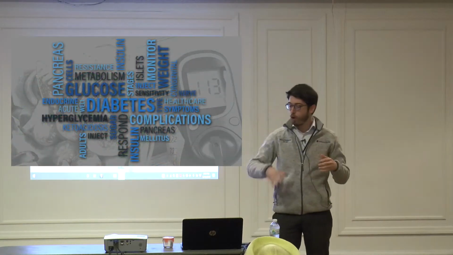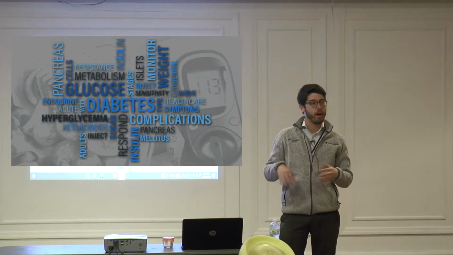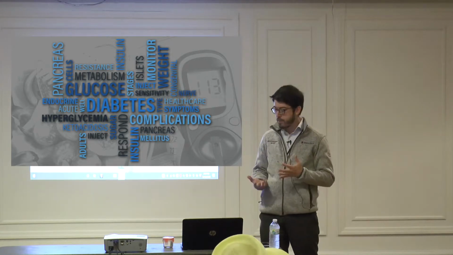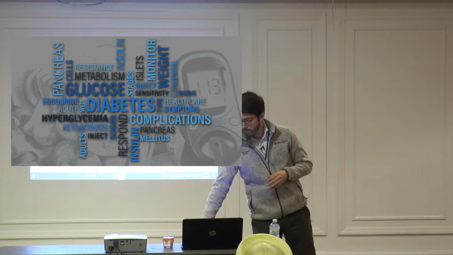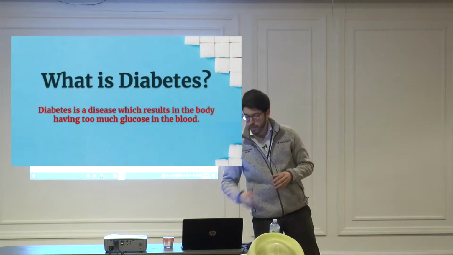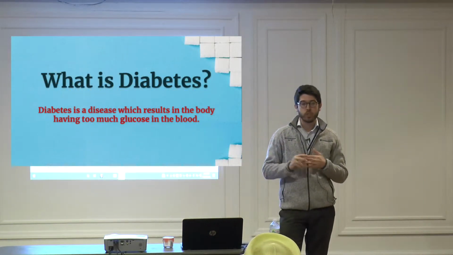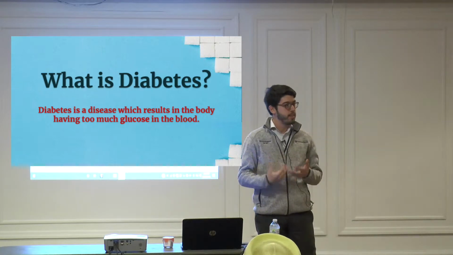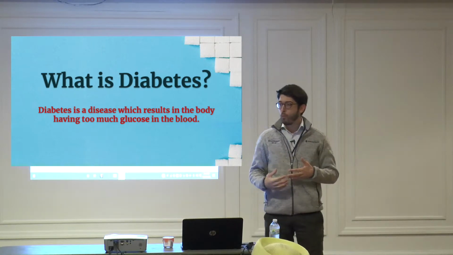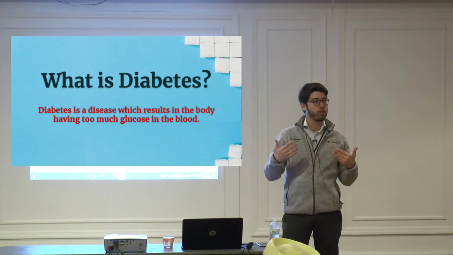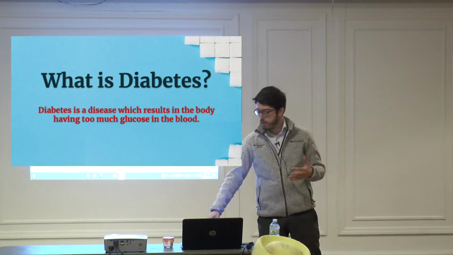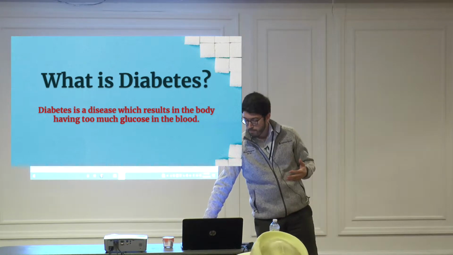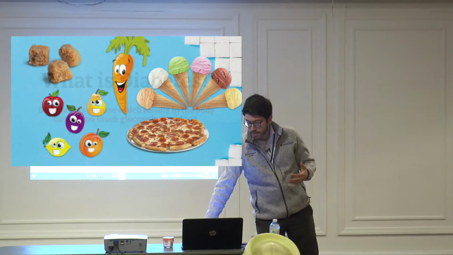So these are just some words that you might have heard of around the topic of diabetes. We'll talk about some of these, but not all of them. So again, what is diabetes? At its core, diabetes is a disease where your body has too much glucose in the blood. So what is that term glucose? Glucose is sugar. It's another word for a kind of sugar.